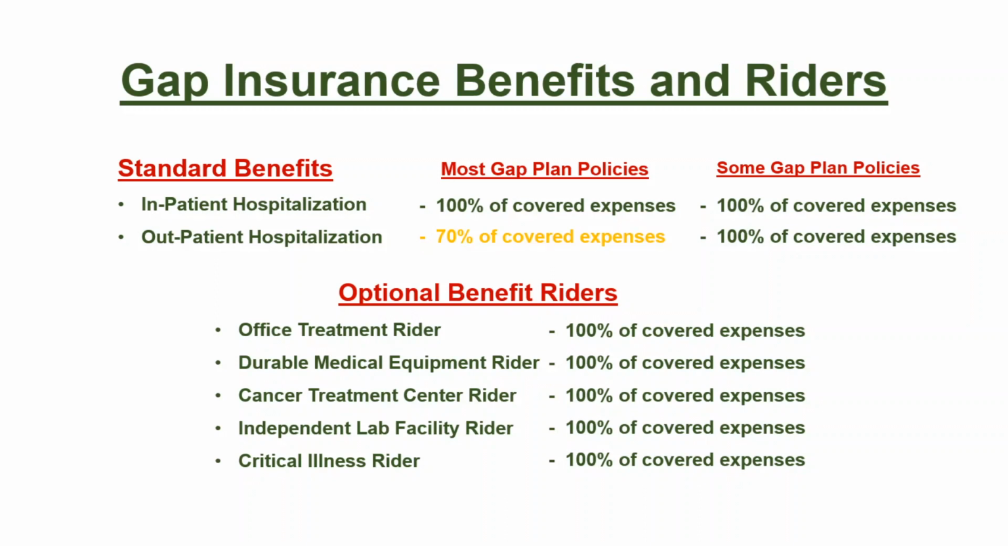So with some health plans, if you go to the doctor's office and he or she does a surgical procedure, the procedure itself gets coded as deductible and coinsurance, and because it was done in the doctor's office, some gap plans won't cover that. But with this office treatment rider, they will cover that if it applies to your deductible and coinsurance. So that's a very valuable rider.